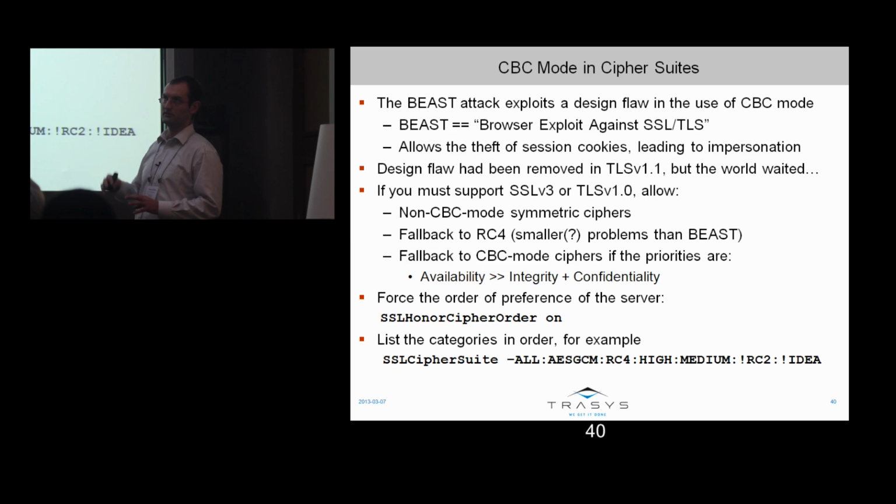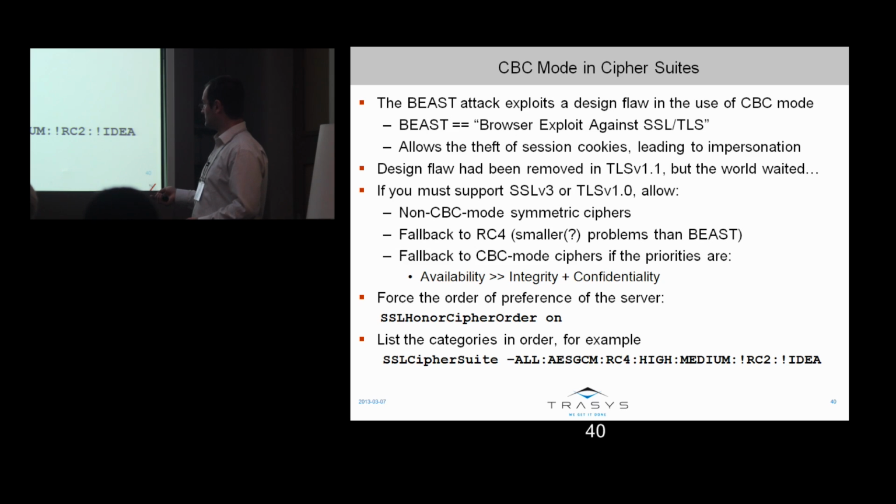Normally, it's the most secure that the browser wants among the ones that the server supports. But with this SSLHonorCipherOrder on directive, you turn the tables and you force the browser to take the most secure one, in your opinion, from the ones they support. A non-CBC mode is AES-GCM. This is a wildcard for a whole bunch of AES-based ciphers which are used in Galois counter mode. Next RC4, then high, medium, but still don't forget to eliminate RC2 and IDEA.